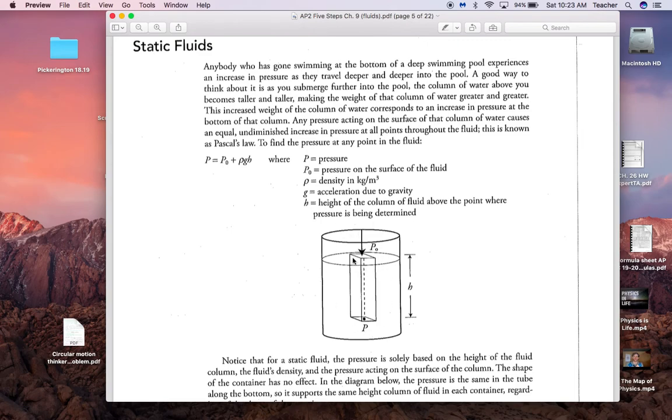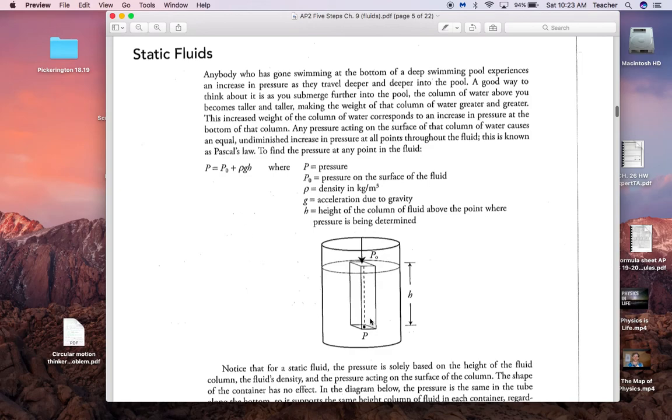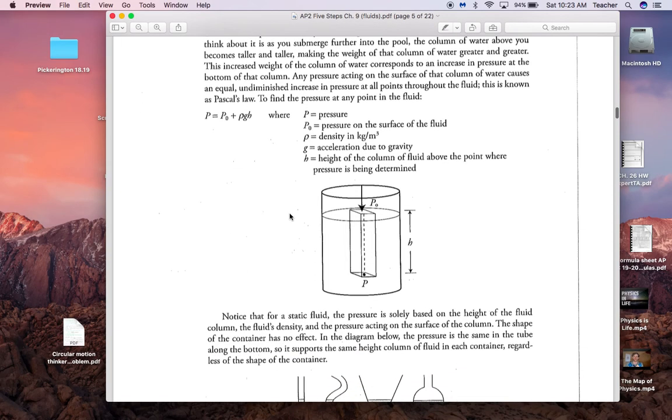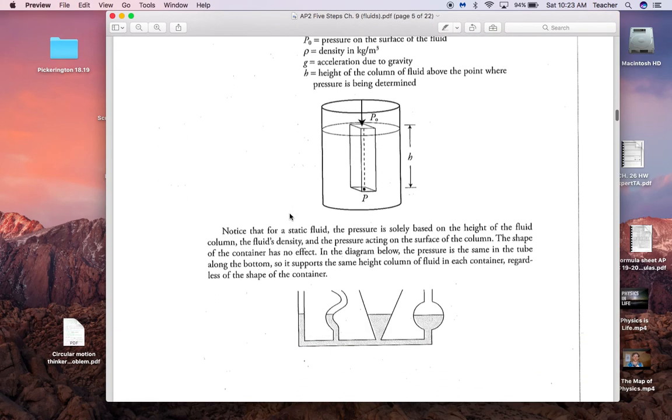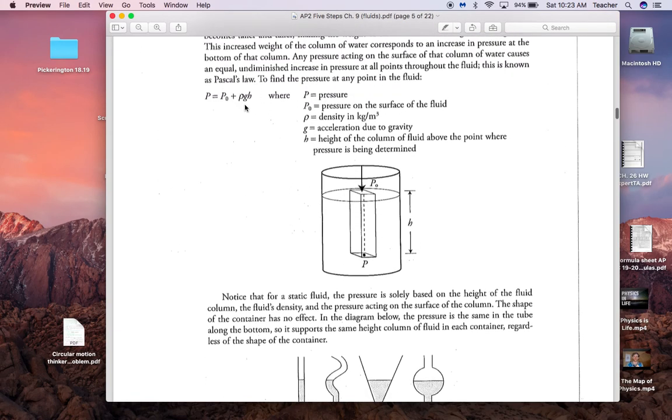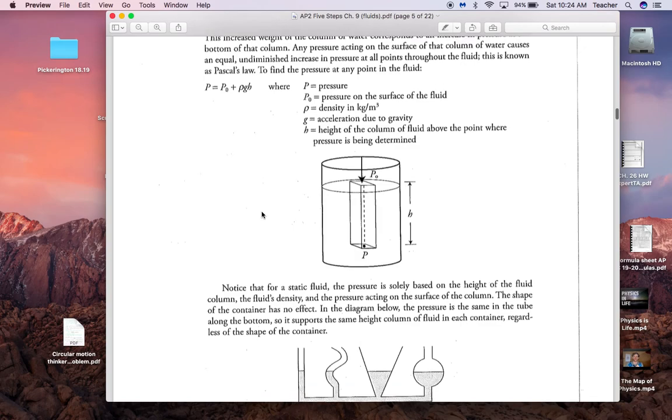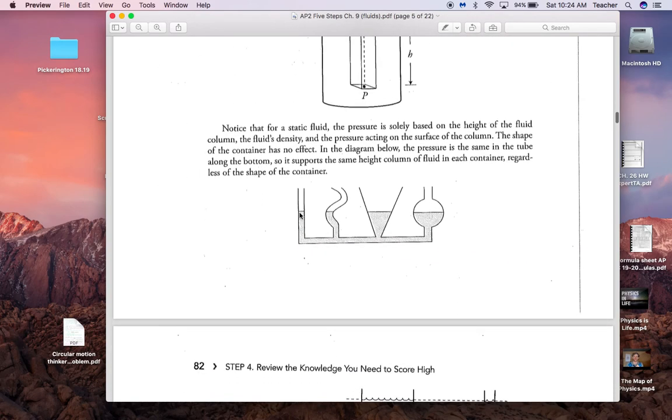Basically, what you want to think about is the pressure at a given depth is caused by, say, the pressure of the atmosphere above plus the pressure caused by the weight of the water column. So that's density times g times h. And this is for static fluids. And the pressure is only based on the height and the density of the liquid, along with if you add an atmospheric pressure. So notice the shapes don't matter.